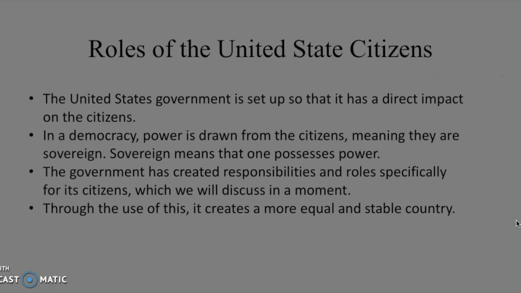So the roles of the United States citizens. The United States government is set up so that it has a direct impact on its citizens. In a democracy, power is drawn from the citizens, meaning that they are sovereign. Sovereign means that one possesses power. The government has created responsibilities and roles specifically for its citizens, which we will discuss in a moment. Through the use of this, it creates a more equal and stable country which is beneficial to everyone.